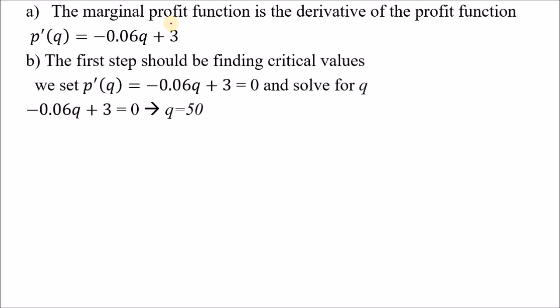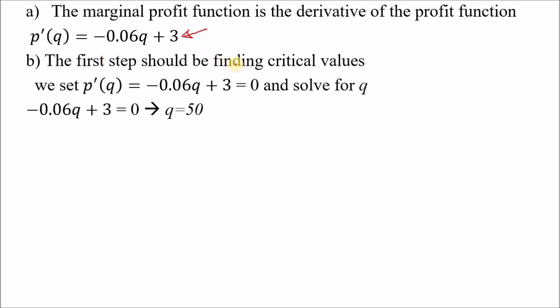We know that the marginal profit function is the first derivative of the profit function. So we're going to find the first derivative. P'(Q) is equal to -0.06Q + 3. And that is the simplest form of the derivative, or the marginal profit function.